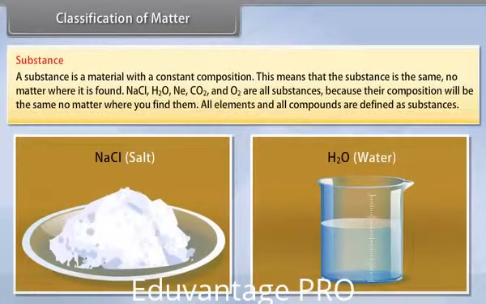Substance. A substance is a material with a constant composition. This means that the substance is the same no matter where it is found. NaCl, H2O, Ne, CO2, and O2 are all substances because their composition will be the same no matter where you find them. All elements and all compounds are defined as substances.